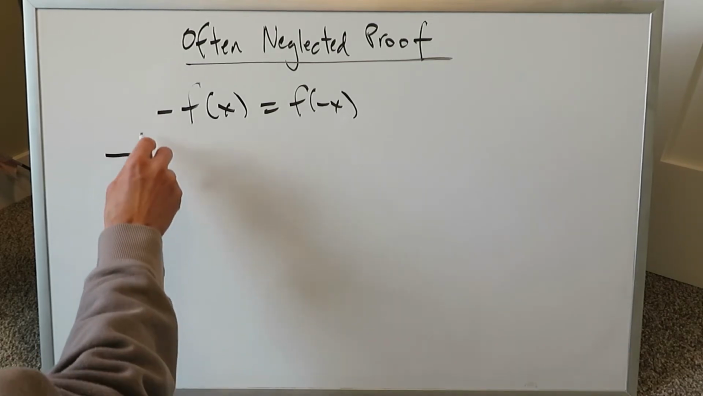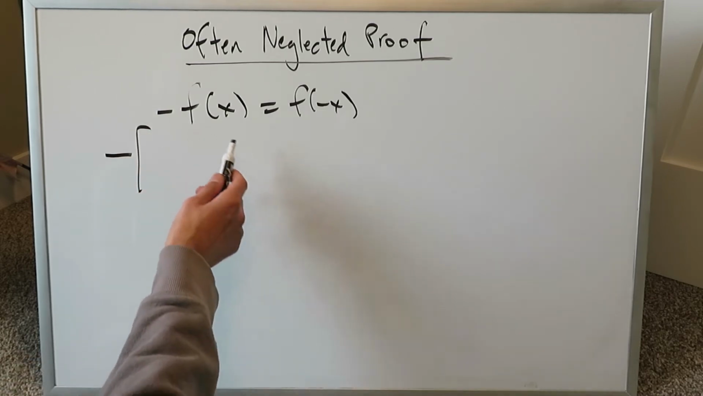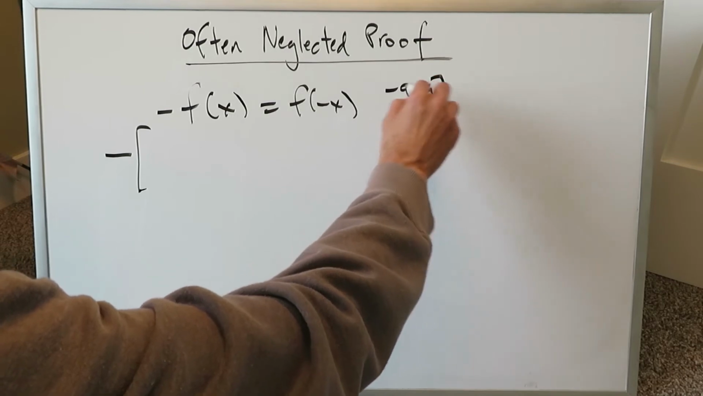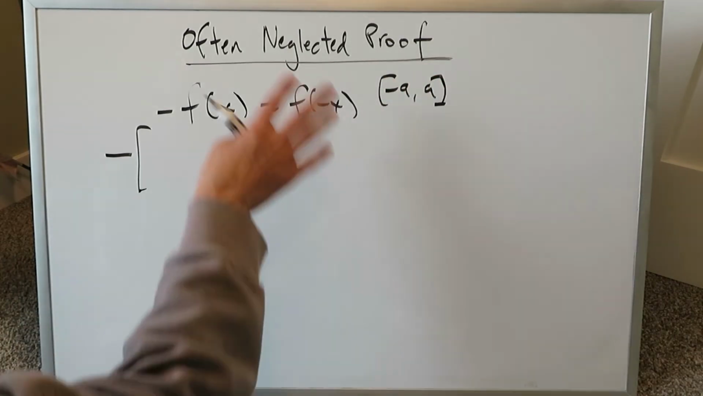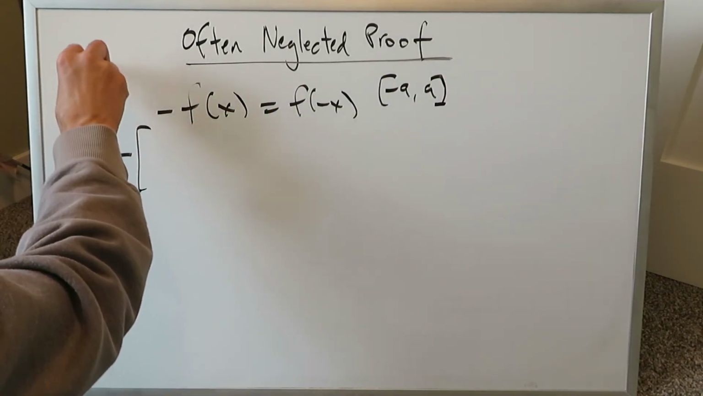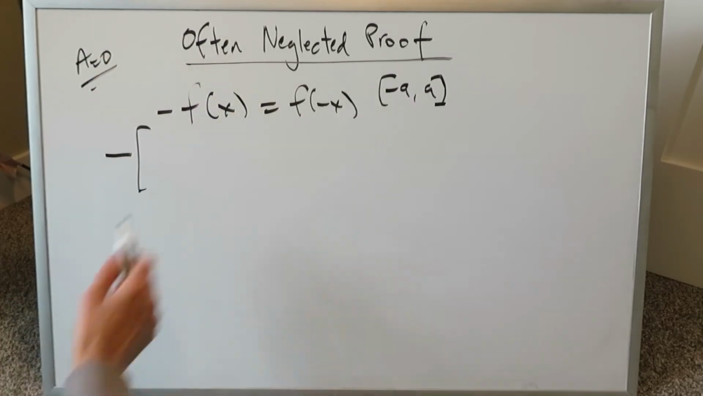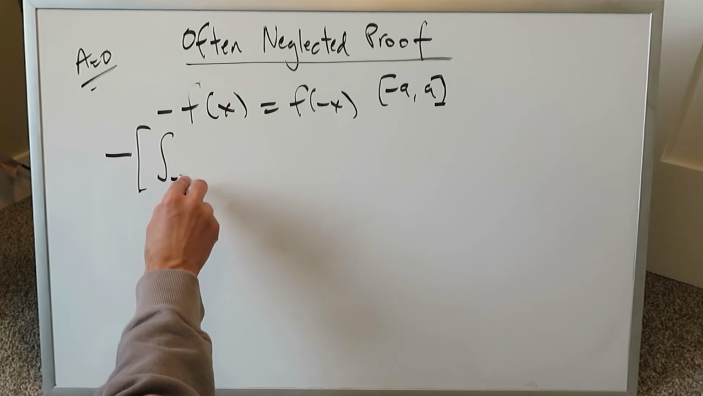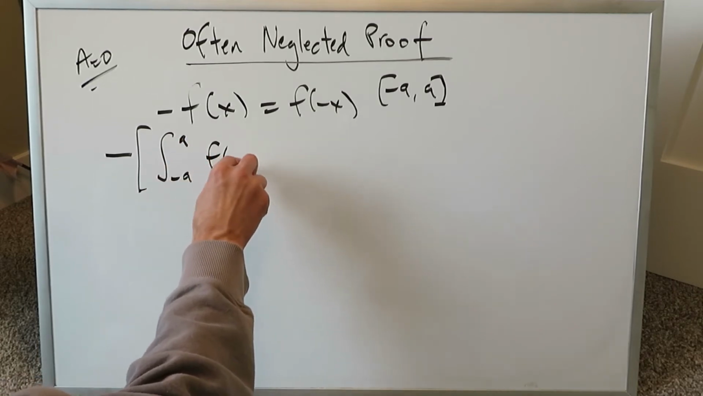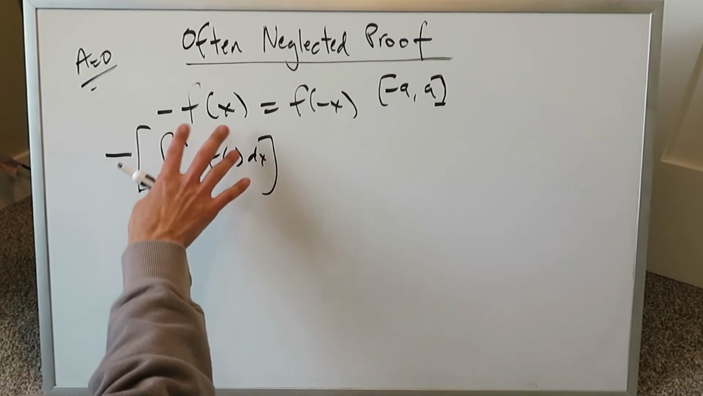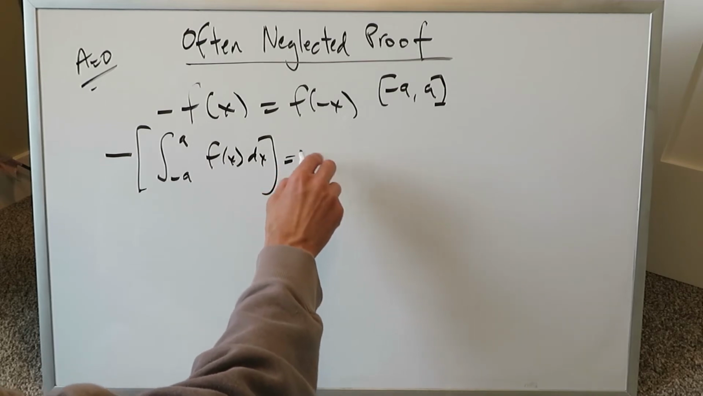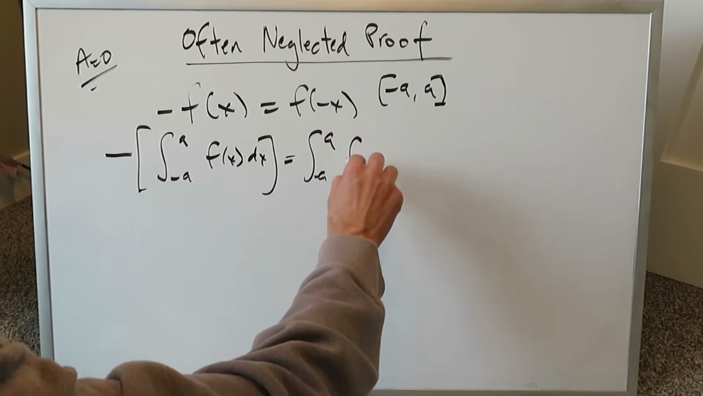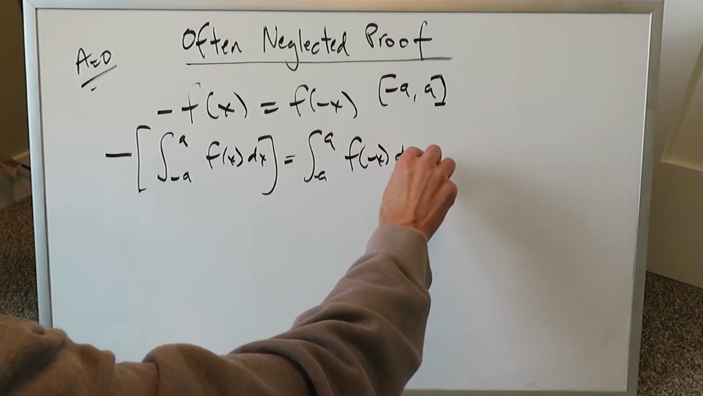You have a minus sitting outside, and we're proving this, of course, looking at everything here from an interval minus a to a, because that is what the odd function property, where the area ends up being equal to 0, is all about. From that interval, we have this minus and we have to integrate this. You can do your interval minus a to a of f of x dx. That's the left side of the equal sign. Let's come to the right side of the equal sign. We have the integral from minus a to a of f of minus x dx.